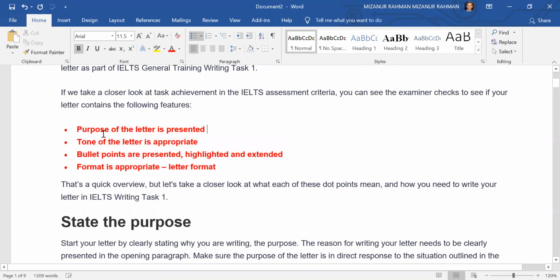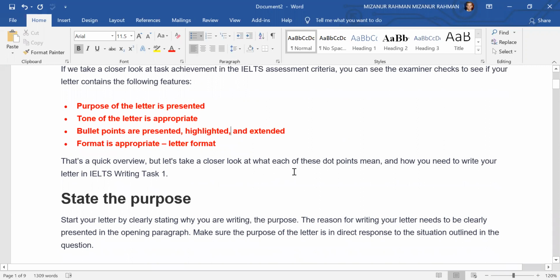So what are they? Purpose of the letter is presented, why you are writing the letter. Tone of the letter is appropriate. The tone, the way you're writing, it should be appropriate. Are you writing to a friend or are you writing to a general manager or someone? How is the tone? That matters. Bullet points are presented, highlighted, and extended. So there should be bullet points. Format is appropriate, letter format. So the format should be appropriate. That's a quick overview, but let's take a closer look at what each of these dot points mean.